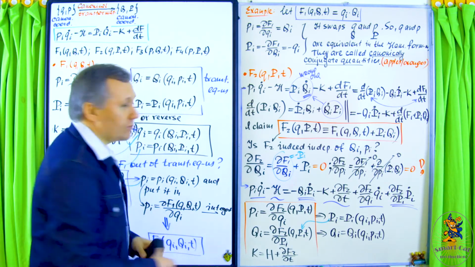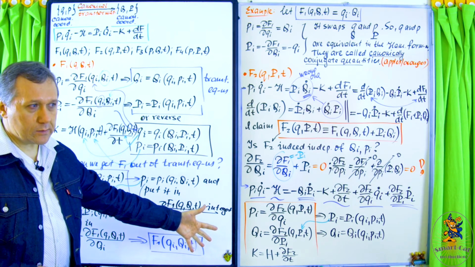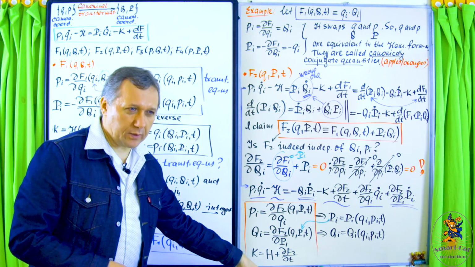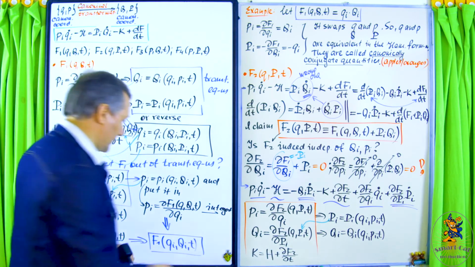Okay, so now let me just write down all these equations for all generating functions, right? And then we will start looking at the example. Most likely the example will be next class.